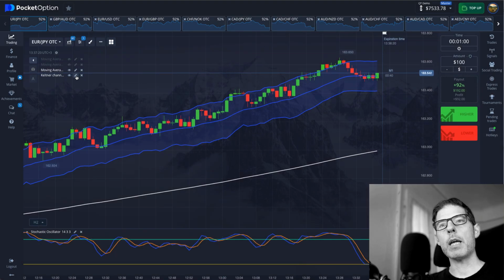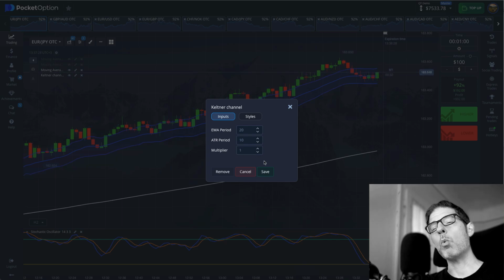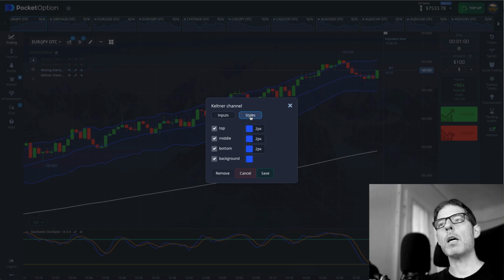Now for the Keltner channel that you've added to the chart, there's only one thing that you can change, and that would be the multiplier. So I think by default, this is set to 1. Go ahead and set this to 2. And then for the styles, I've just set the top, middle, and bottom lines to 2 pixels, okay? Just to thicken that up a little bit so it's easier to see on the chart.